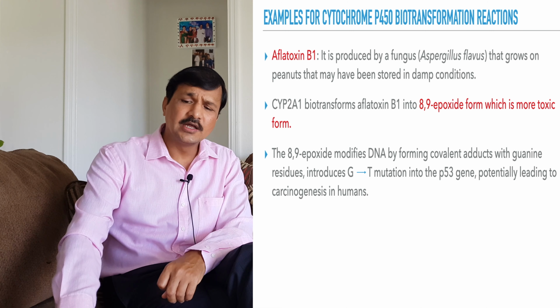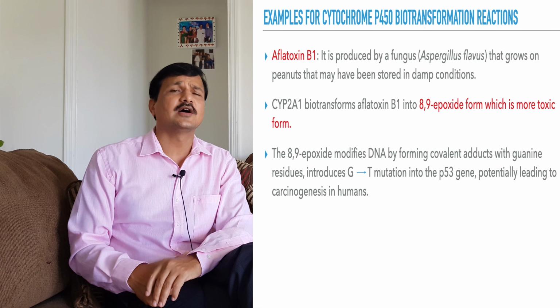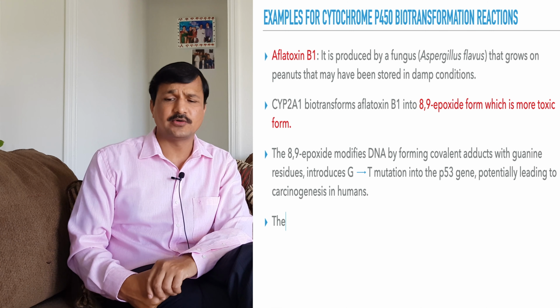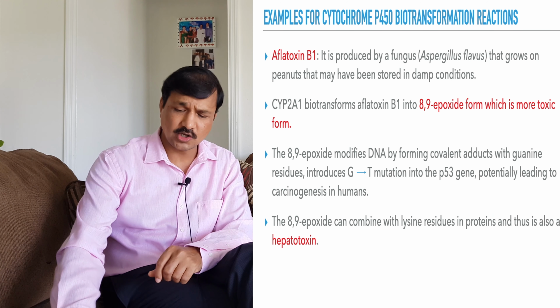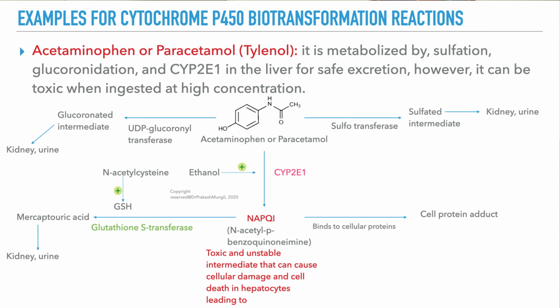P53 is a tumor suppressor gene, and this potentially leads to carcinogenesis in humans. Also, this 8,9-epoxide can combine with lysine residues in a protein, and it can act as a hepatotoxin in the liver. Now, let us move on to our final example, acetaminophen or paracetamol, whose trade name in the western countries is Tylenol. Acetaminophen or paracetamol is metabolized mostly by sulfation and glucuronidation.